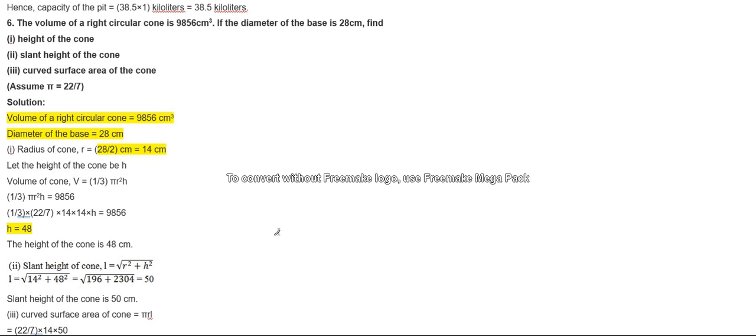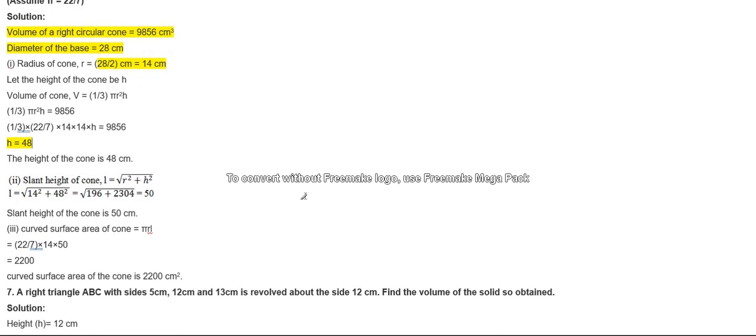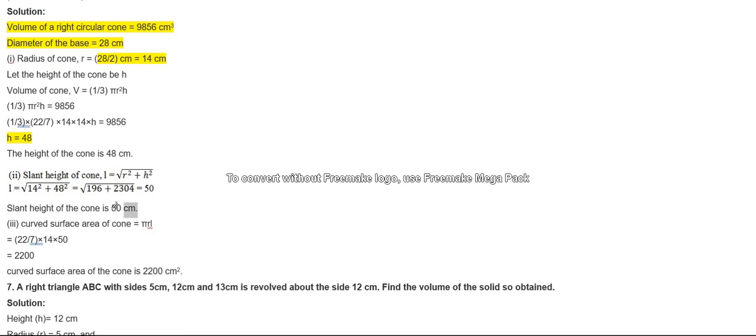So the hypotenuse is equal to the square root of the sum of the squares of both the sides. Using this formula, we can easily find the length, that is the slant height. L is the slant height here.